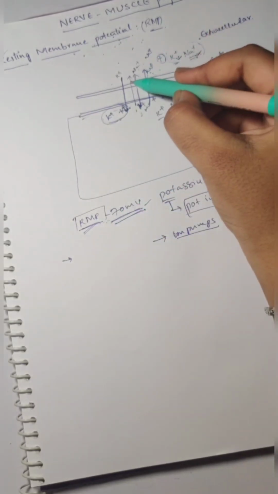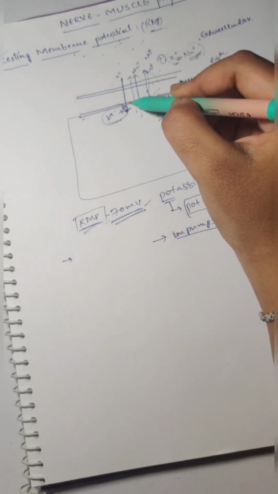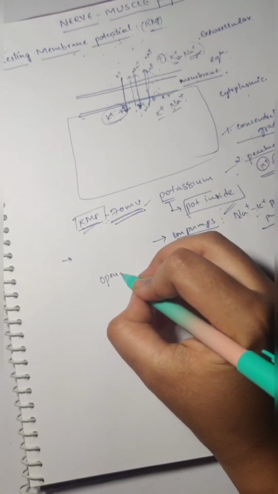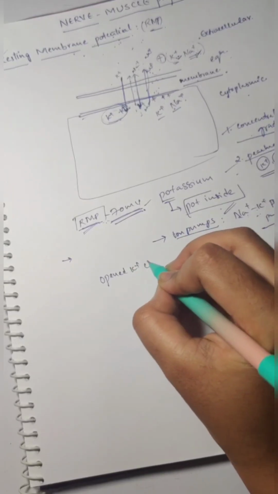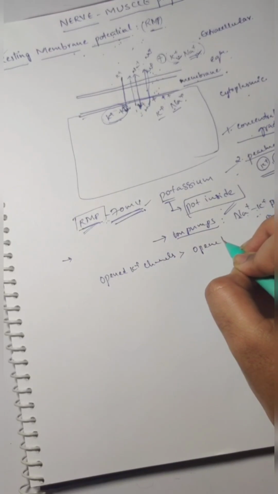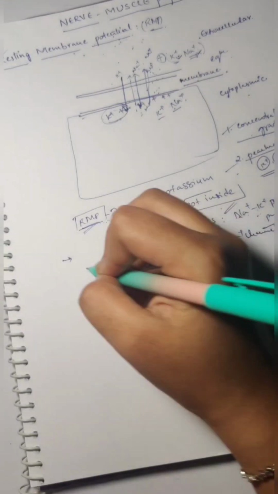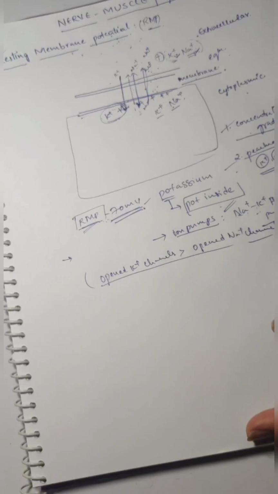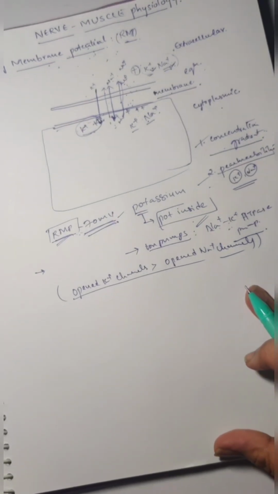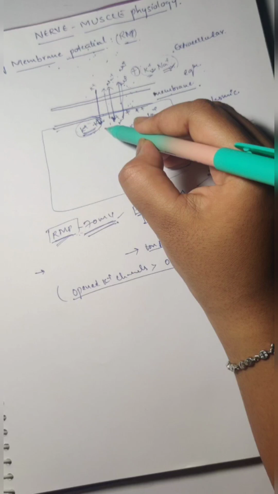When the nerve is in resting state, the number of opened potassium channels is more than opened sodium channels. This is very important. Open potassium channels are more than open sodium channels. That's why potassium is more inside the cell.